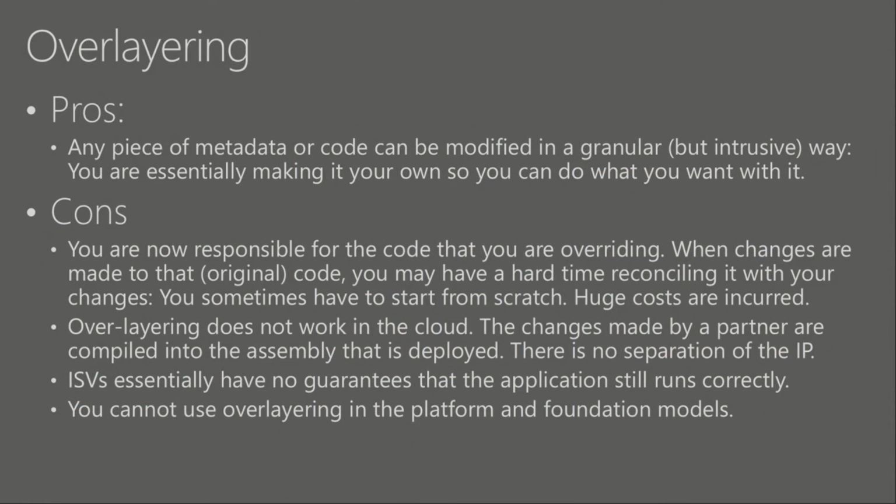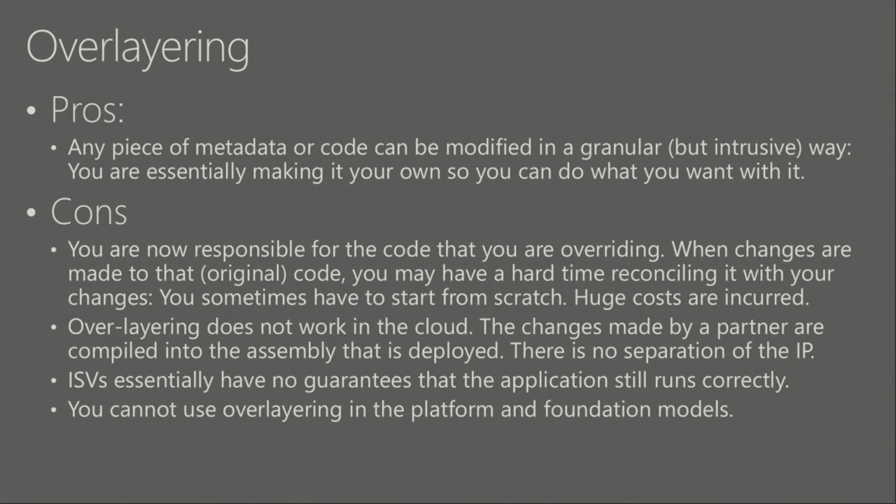Okay. So going over the pros and cons of overlaying and extension. Well, in overlaying, it's really easy. You can modify anything. Somebody once asked Sri how many extension points there were, and he said, well, there's 7 million lines of source code, so there are 7 million extension points. And that, of course, holds, but it may not be a really good idea. You can do anything you want there. It's very granular, it's intrusive, but it's very granular.